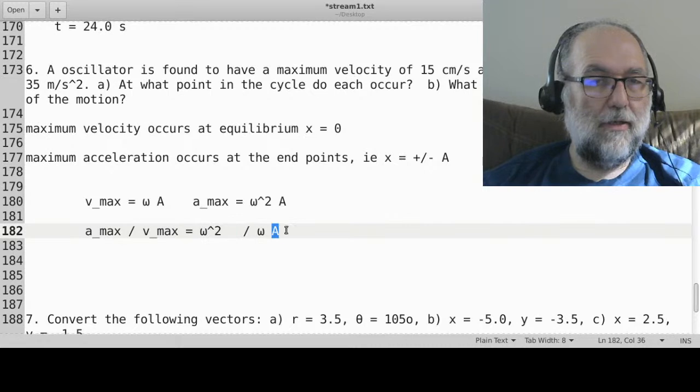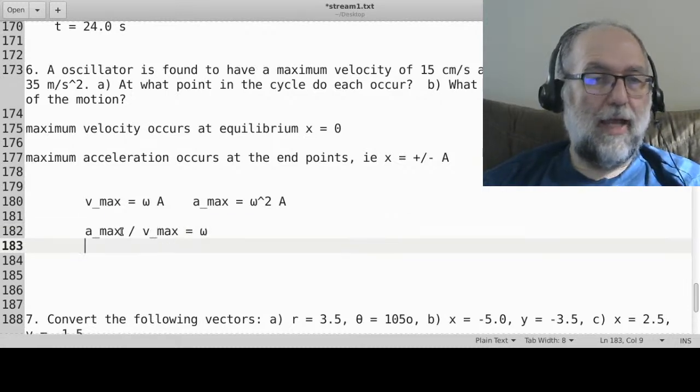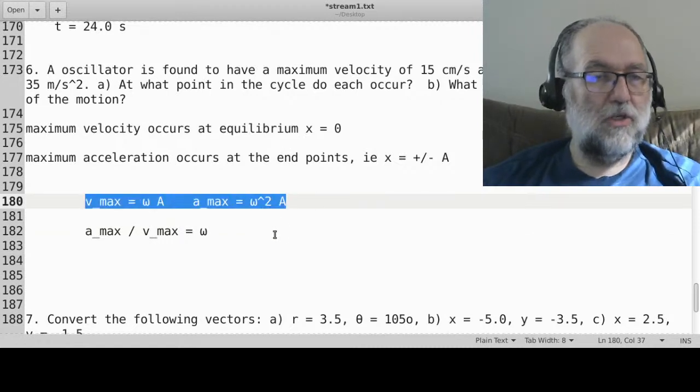Well, the A's cancel, and one of the omegas cancels, and what you're left with is just omega. And omega is equal to Amax divided by Vmax. There we go. Omega is just equal to Amax divided by Vmax. And again, that just comes out of combining those two equations.